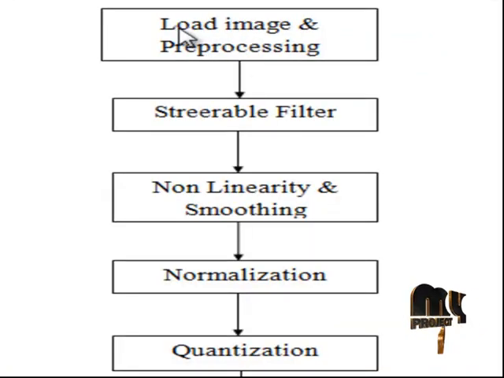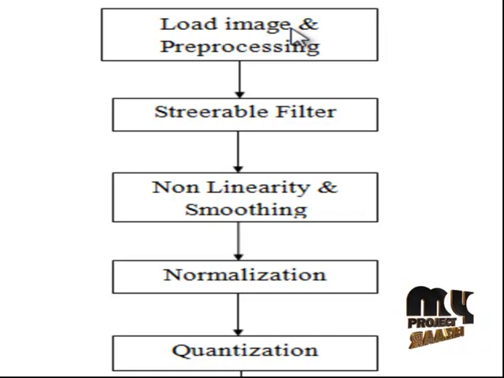This is the flow. The first block is load image and pre-processing. In load image, we initially load the input image. In pre-processing, the noise is removed. Noise is nothing but any undesired information that contaminates an image. These noises are removed by using some types of filters. Here we are using a median filter to remove the noises.